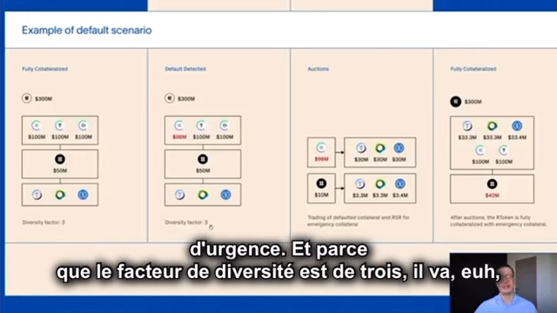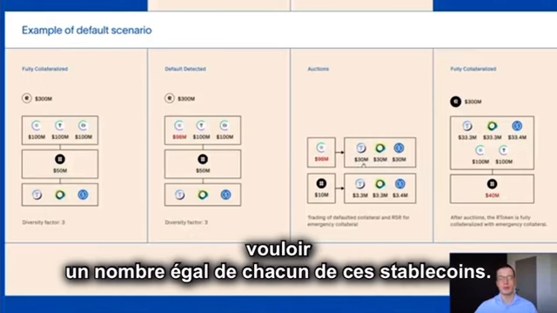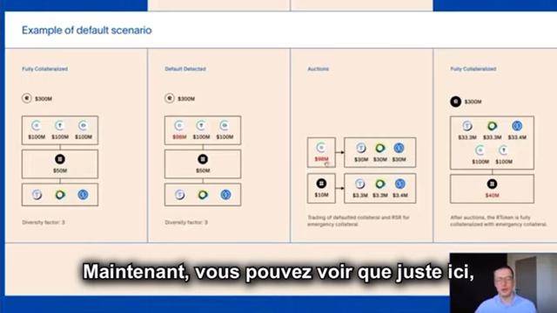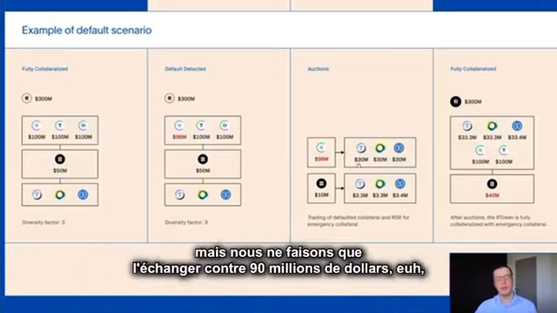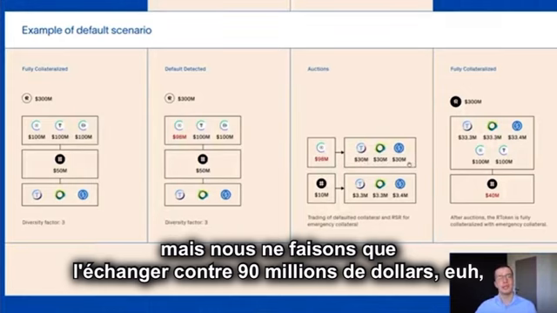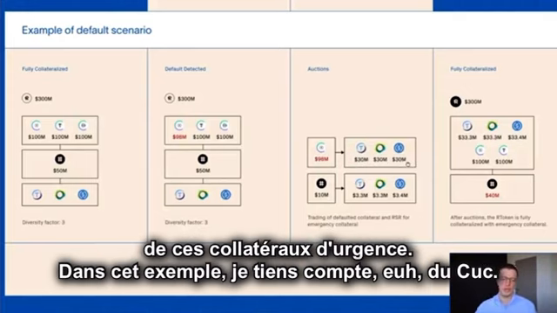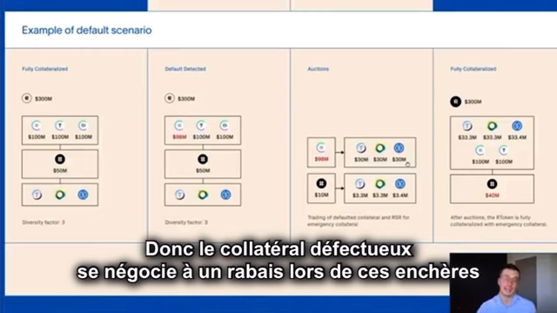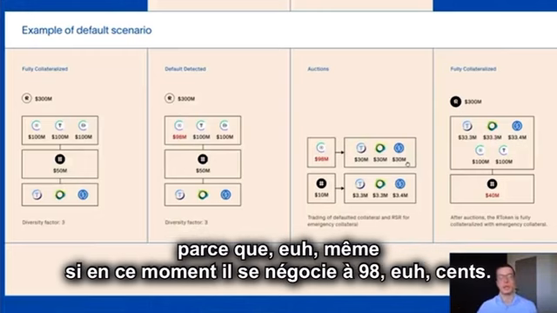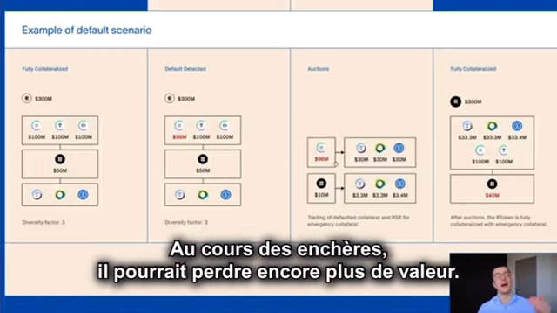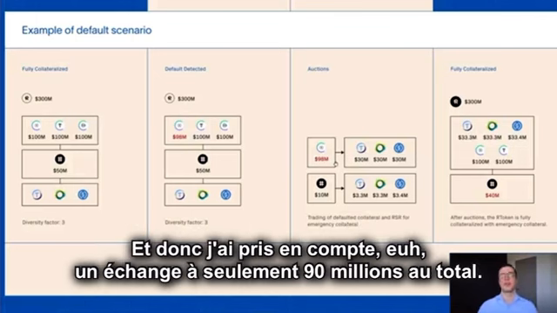And because the diversity factor is 3, it's going to want an even number of each of these stablecoins. Now, you can see that right here, there was $98 million of value, but we're only trading it for $90 million of this emergency collateral. In this example, I'm accounting for the cUSDC, the faulty collateral, trading at a discount at these auctions. Because even though right now it's trading at 98 cents, during the course of the auctions, it might lose even more value. And so I've accounted for trading at only $90 million in total.